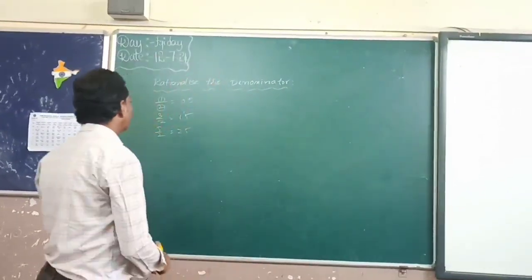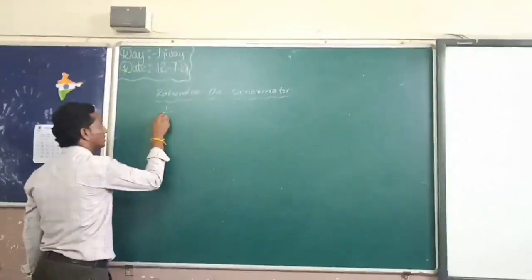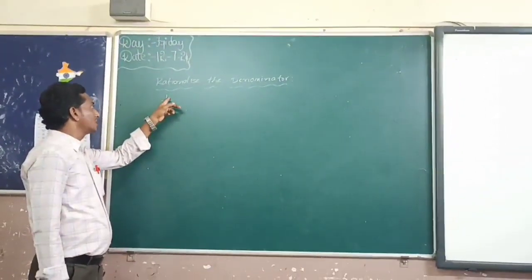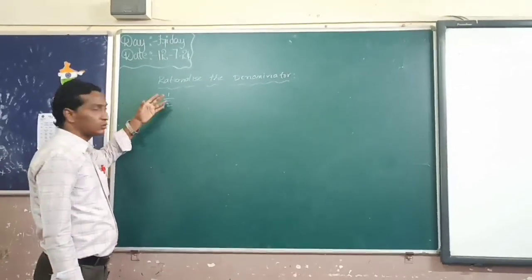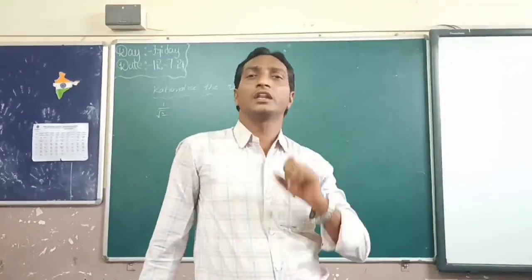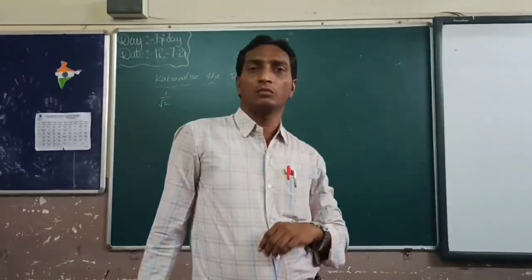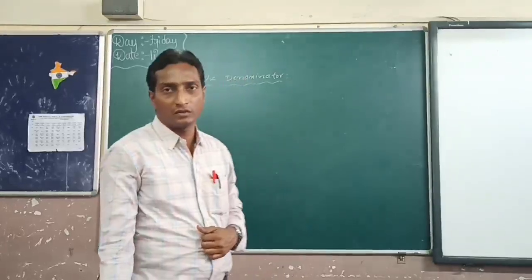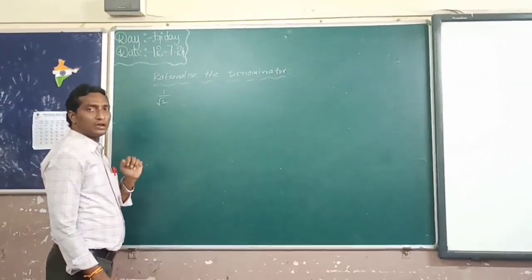But how to rationalize it? That means, for example, one is rational and one is irrational: 1 by root 2. So it is also p by q form. 1 is rational and the denominator root 2 is an irrational number. Okay. So in this, how to find the value of 1 by root 2? Because here the denominator is an irrational number. Previously, when the denominator was a rational number, there was no problem. It is exactly divisible by the numerator, or we can find the value. But for an irrational number, how to represent it in value or form?